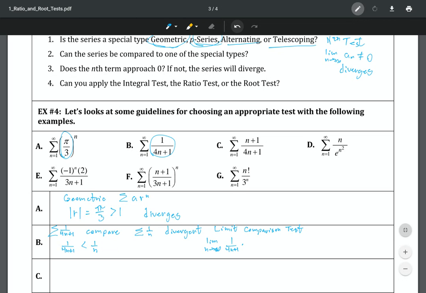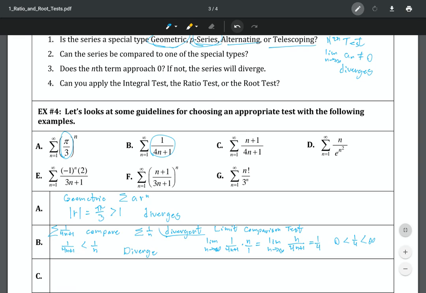Now, if I keep, change and flip, that would be the same thing as multiplying this by n over 1. This gives me the limit as n goes to infinity of n over 4n plus 1. So the limit of this one is 1/4. Because the limit is between 0 and infinity, according to the limit comparison test, this will also diverge because the other series is divergent.